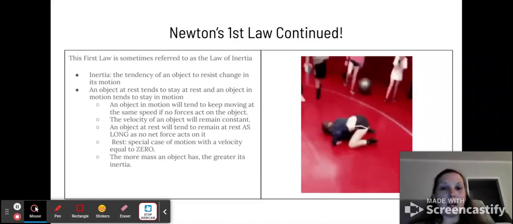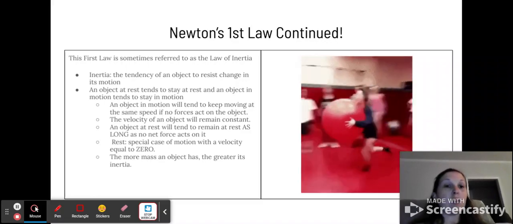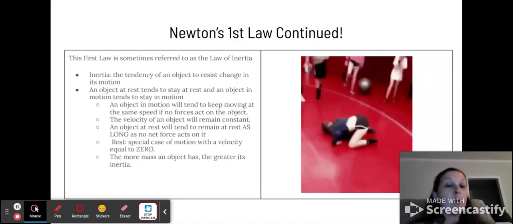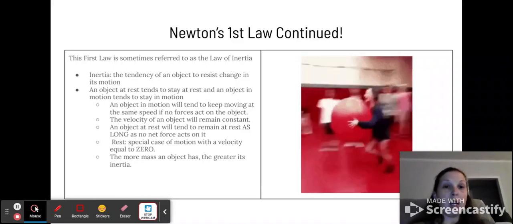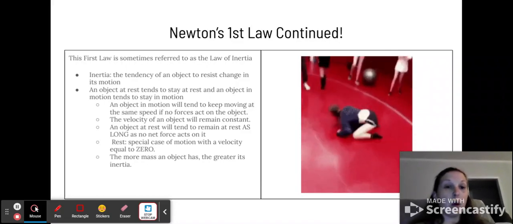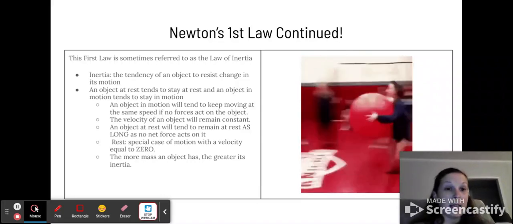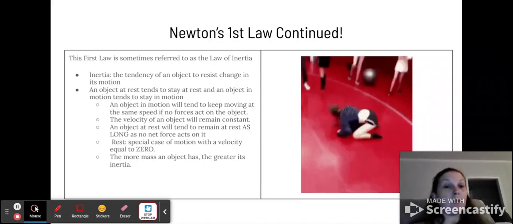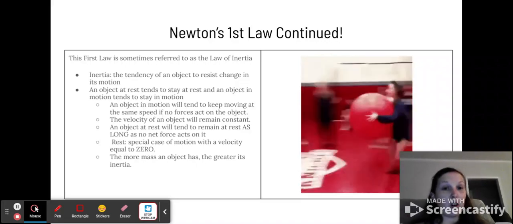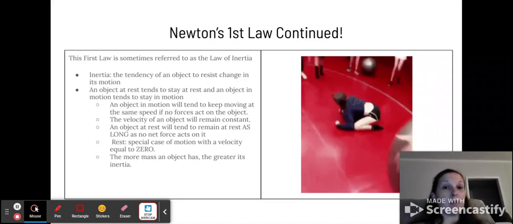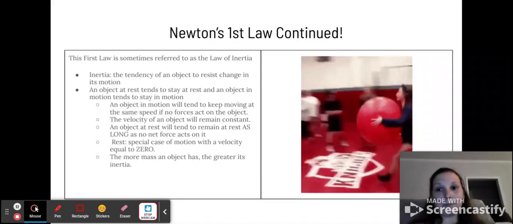And then the more mass an object has, the greater its inertia, so the greater its resistance will be, which should make sense because if you look here, the person running is a lot smaller than the person that they hit. So the inertia of the larger person is stronger than that of the smaller person, which is why the smaller person gets flown back.